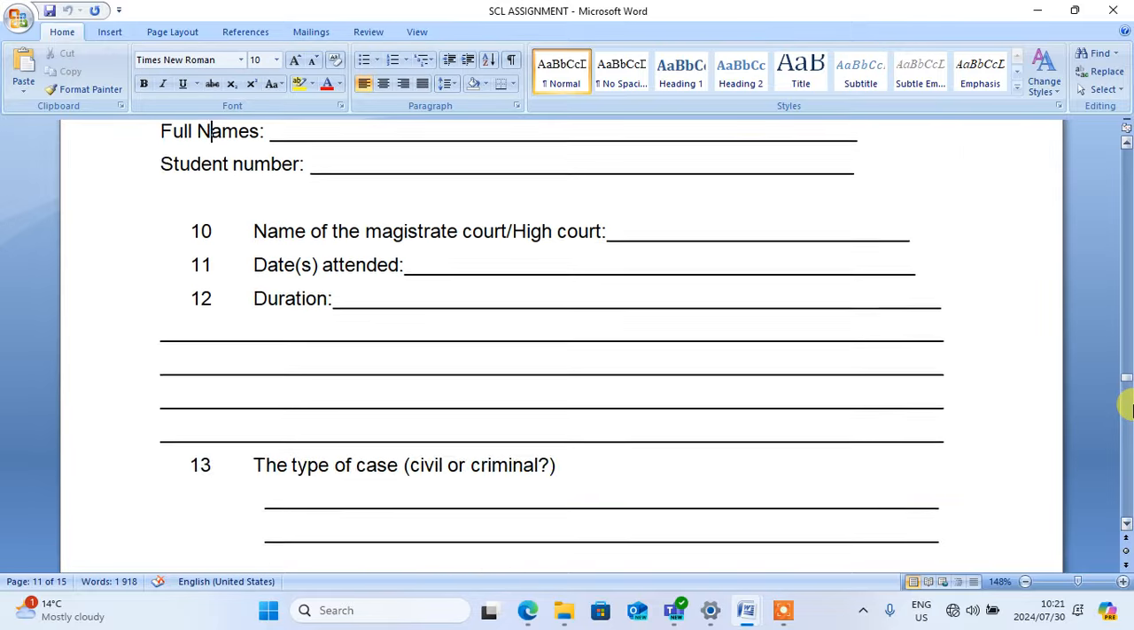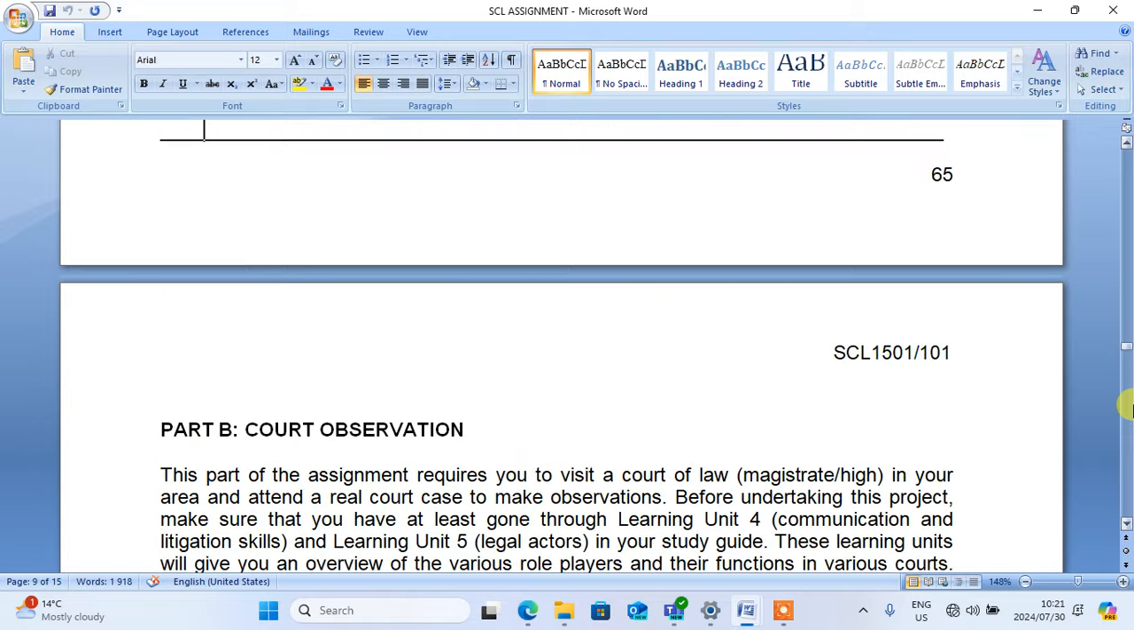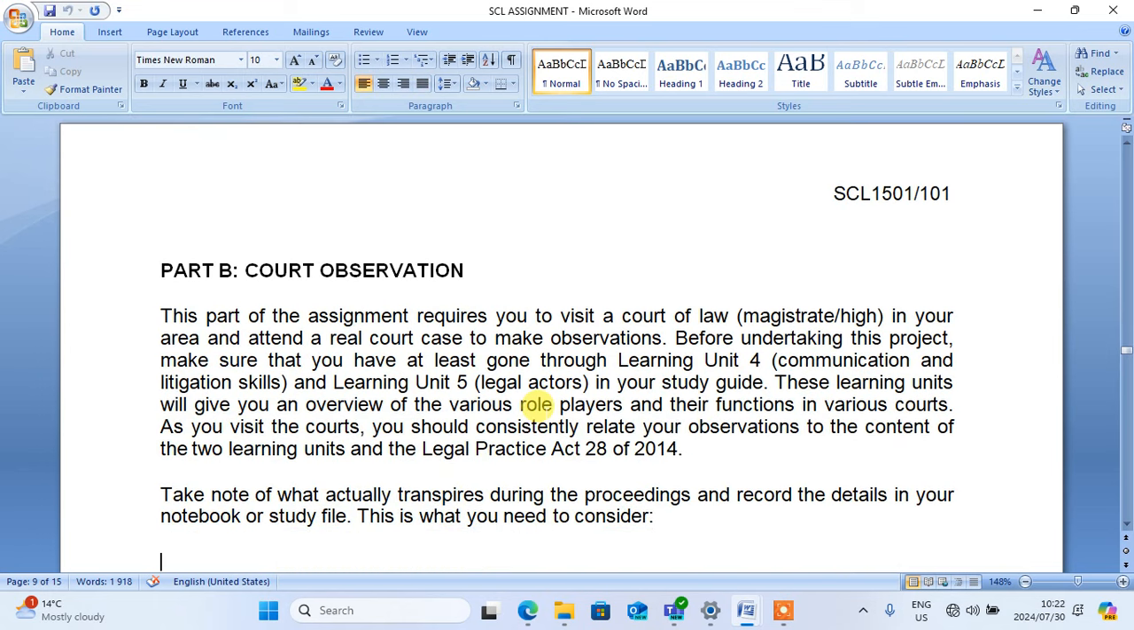Yes, this one, Part B. We used to have a Part B of court observation. When we did CSL at that time, we used to go to court to observe what is transpiring in court. It says this part of the assignment requires you to visit a court of law, whether a magistrate's or high court in your area, and attend a real court case to make observations.